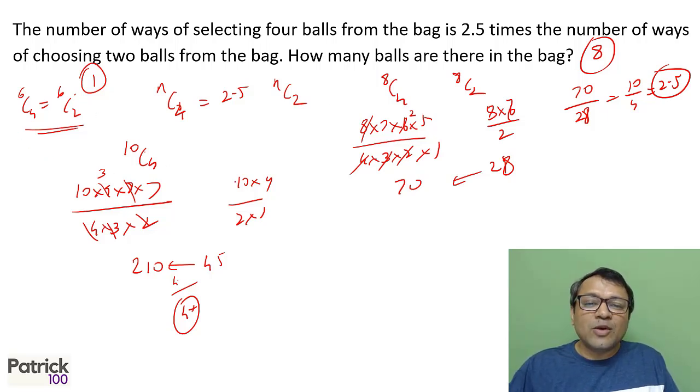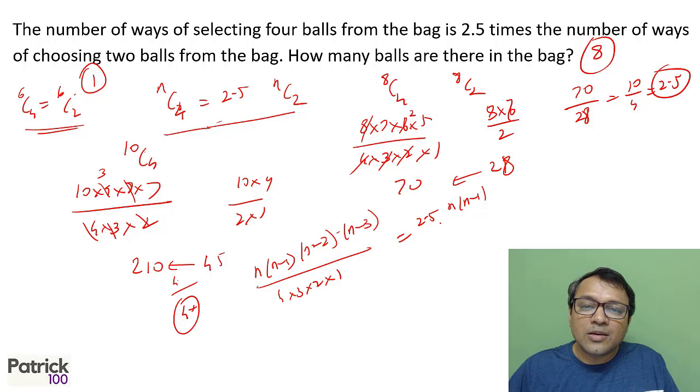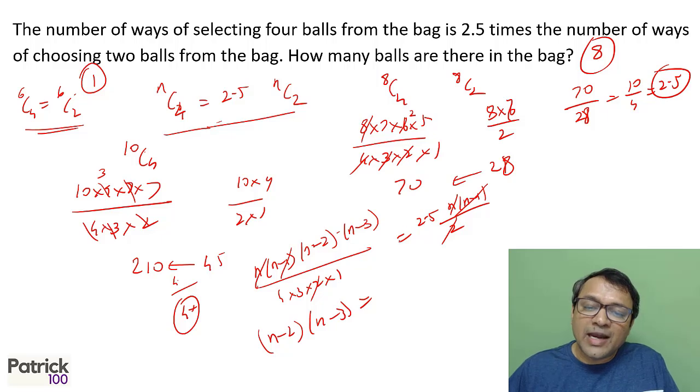Second is you can just form the formula of NC4 and NC2, which is n into n minus 1 into n minus 2 into n minus 3 upon 4 into 3 into 2 into 1 equal to 2.5 times of n into n minus 1 upon 2. And n minus 1 gets cancelled on both the sides. 2 can get cancelled on both the sides. So you get n minus 2 into n minus 3 equal to 4 into 2.5, 10, 10 3s are 30.